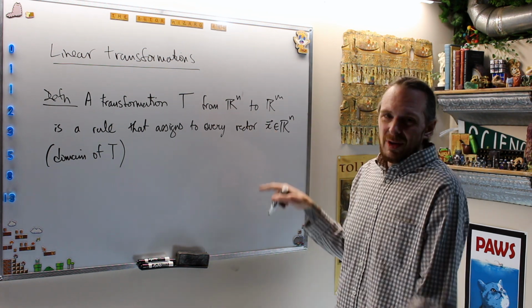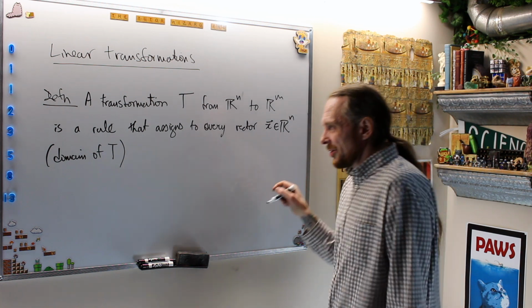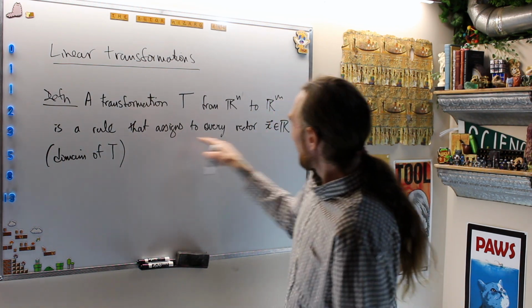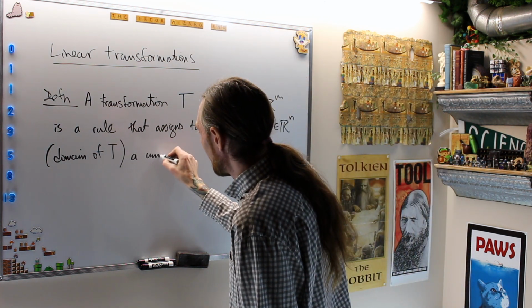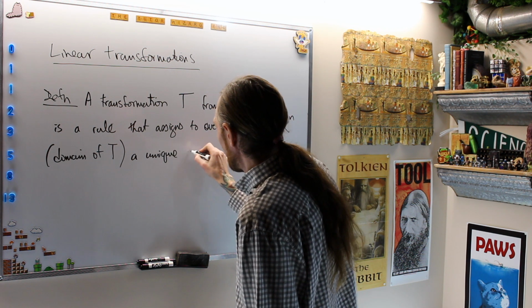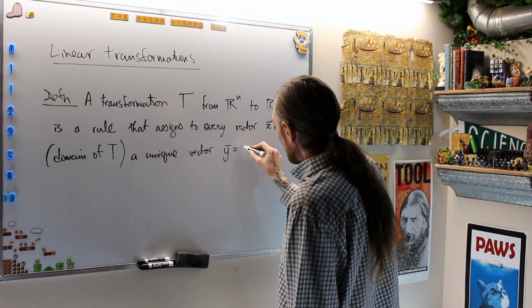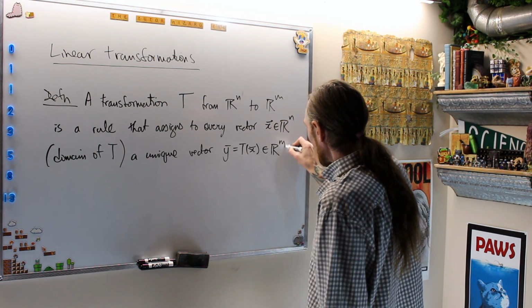Rn is called, we'll draw the pictures in a second, but Rn is the domain and this Rm is the codomain, usually, classically. Don't worry, you won't have to know too much about these things. For every vector in the domain x, it assigns a unique vector y, which is T of x. We're going to write it in Rm.